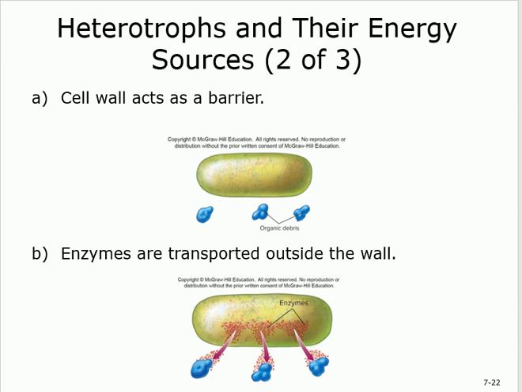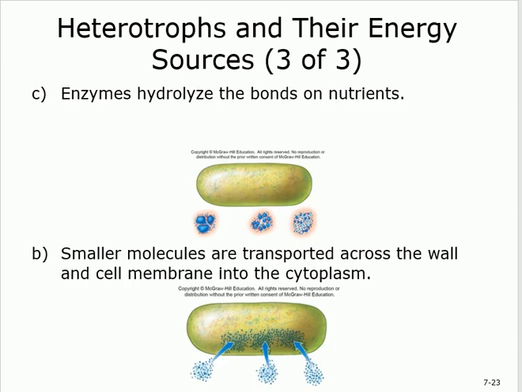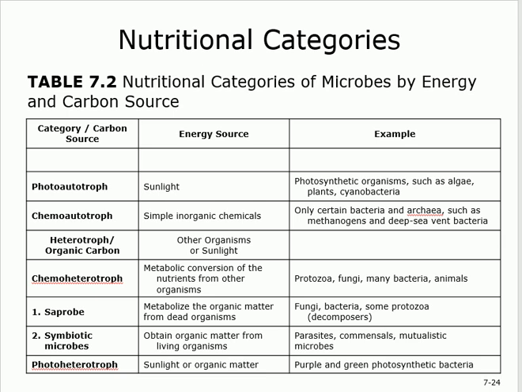If that's not the case, it's too big. So if you look at this, you degrade them, you break them down into smaller molecules, and then the smaller molecules you will be able to cross across the wall and the membrane. Which one is outside? The wall or the membrane? Which one is the outermost? Wall. The wall is outside the membrane. So it will cross the wall, then cross the membrane, then you take them into the cytoplasm and use them. Okay?